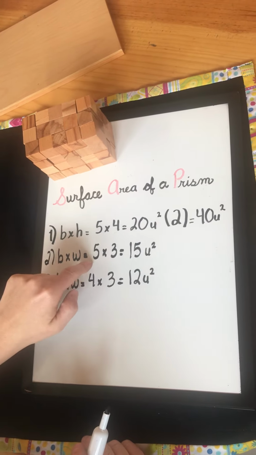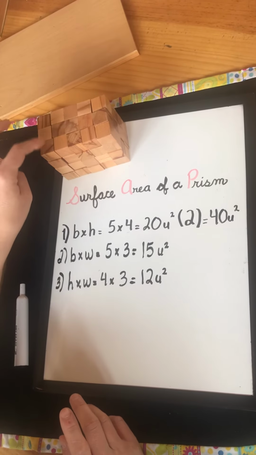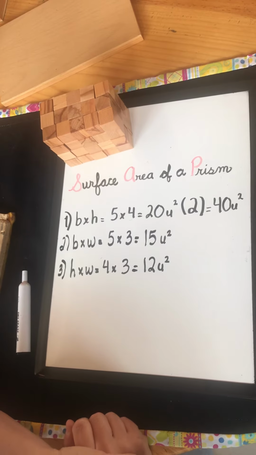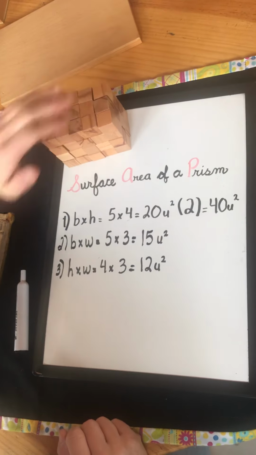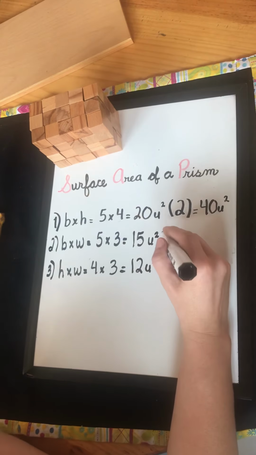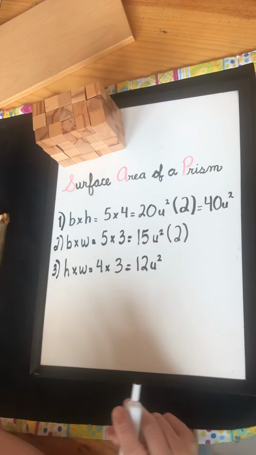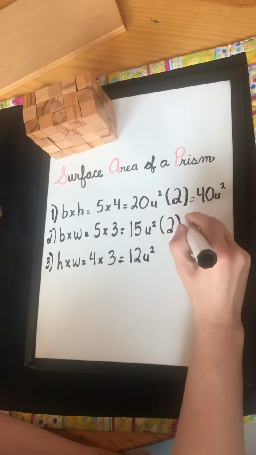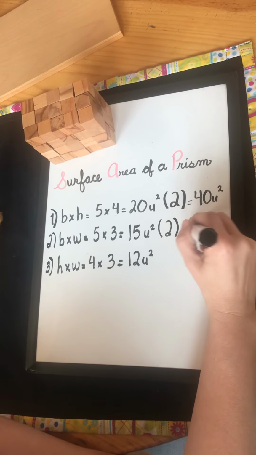Let's check this face, the face where we had the base of 5 and the width of 3. Where else on this solid does this face repeat? We have it here, and we also have it underneath. Okay, so the same. I need to multiply this area by 2 because I have the same area 2 times. So 15 times 2 is 30.